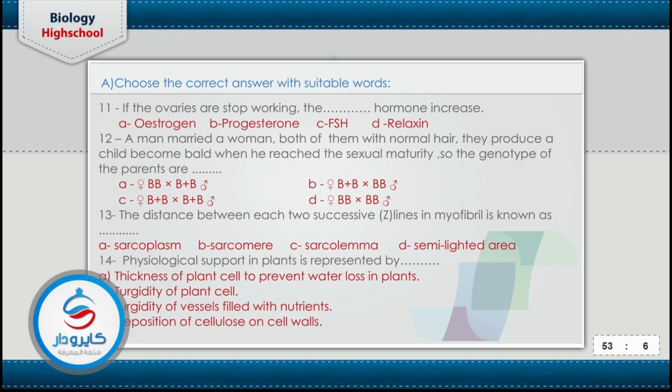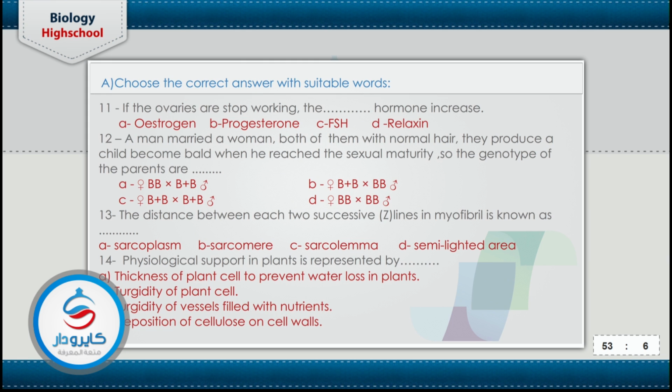So the first answer, the thickness of the plant cell to prevent water loss, is not the right answer, because the cutin covers the epidermal cells of the plant to decrease water loss, and the presence of cutin on the epidermis does not act as physiological support. But the right answer is number B, the turgidity of the plant cell.